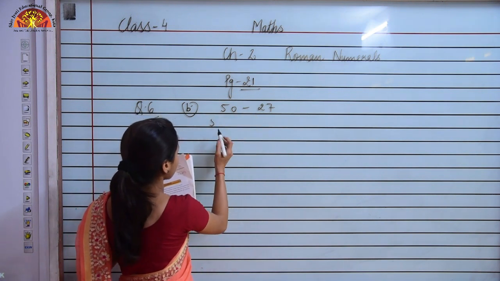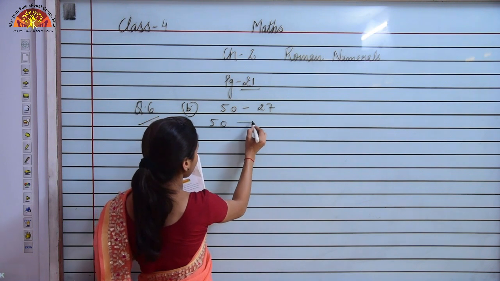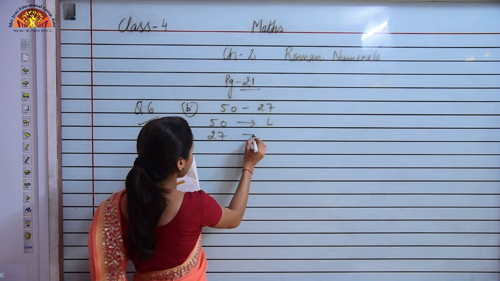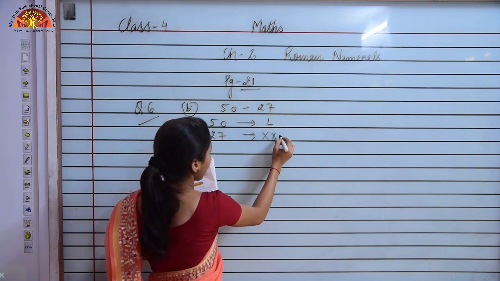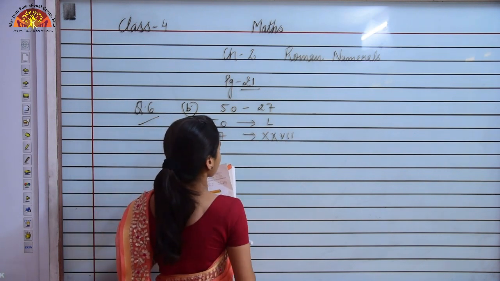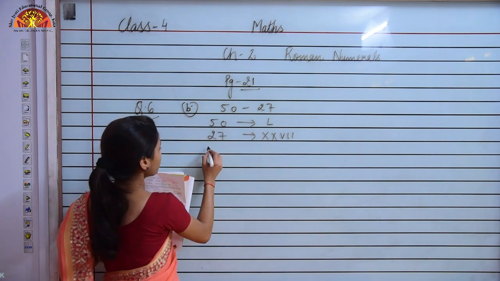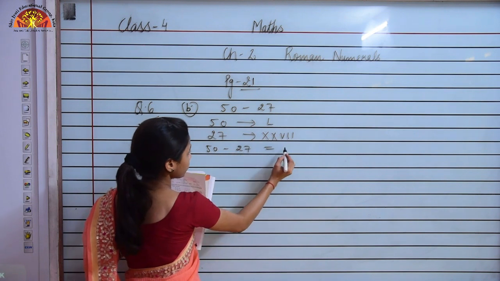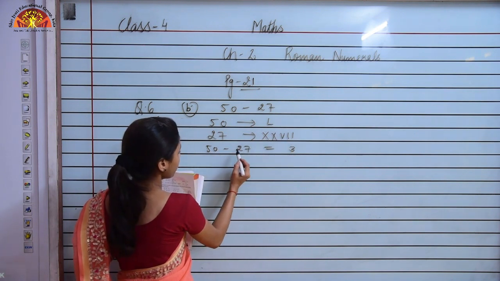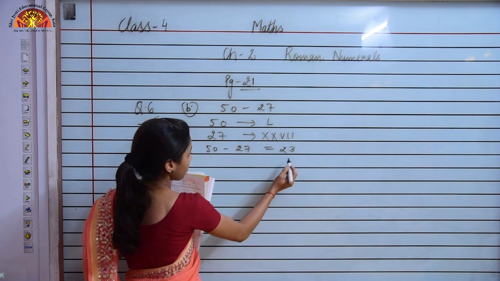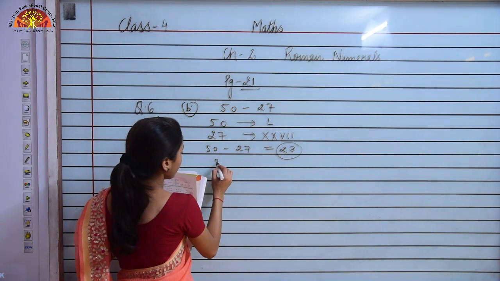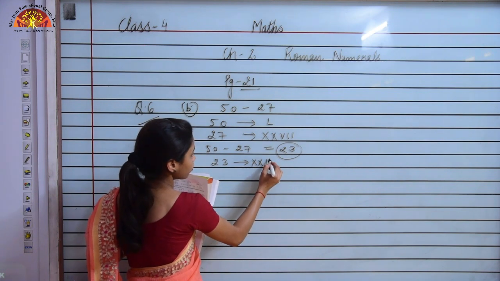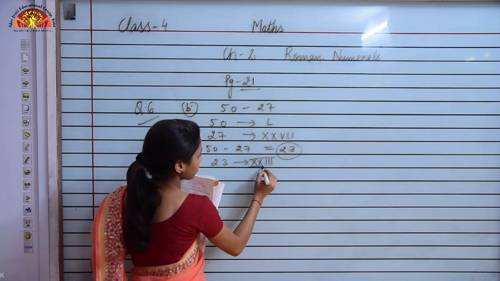50 minus 27. So first of all we will write 50 in Roman form which is written as L. Now to write 27 in Roman form we will write 2X and then add 7 to it. So this is 27. Now 50 minus 27 is how much? 10 minus 7, 3. We are left with 4. 4 minus 2 is 23. That means our answer is 23. So we have to write 23 in Roman form which is we will write 2X and then add 3 to it. So this is 23.